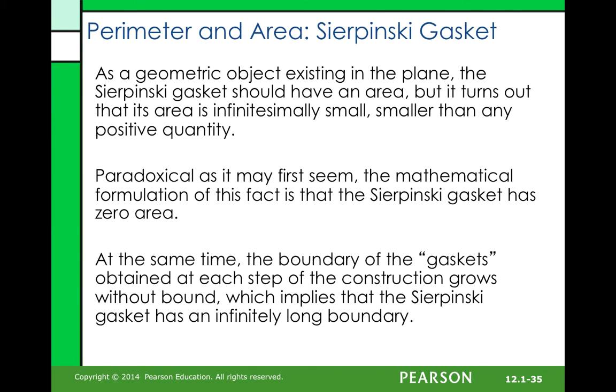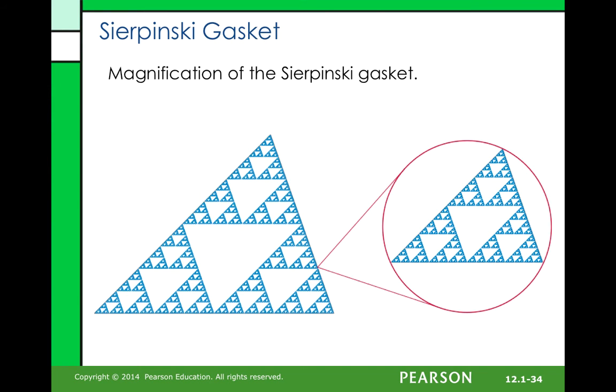So just like with the Koch snowflake, let's now think about the perimeter and area of this thing. As a geometric object that exists in two-dimensional space, the Sierpinski gasket should have an area. I mean, it's just sitting on the screen, right? The screen is a two-dimensional space. So here's this object that looks like it has some solidity. It looks like it should have some area.